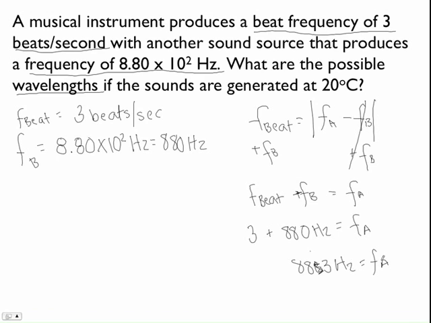Okay, and because it says what are the possible frequencies, if you were to put this in for A instead of B, you would just do the opposite, and so you'd have 880 minus 3, which would be 877. So these are your two possible frequencies. Okay, and that's all you have to do with beats. They're pretty easy.